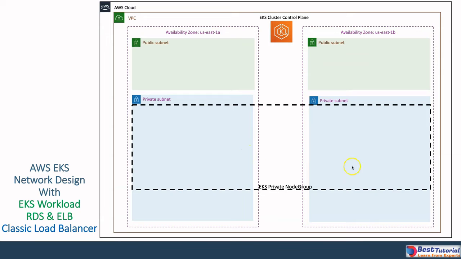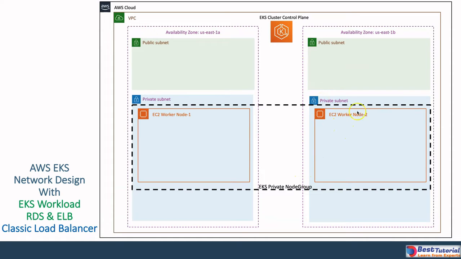Next, we are going to create an EKS private node group, which means that earlier you have seen these worker node instances present in a public subnet. Now they are present in a private subnet here. So these EC2 instances will be created in the private subnet.